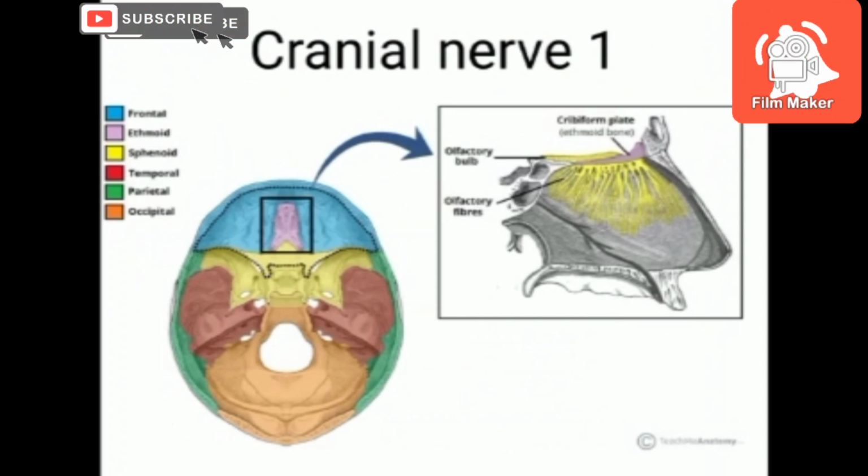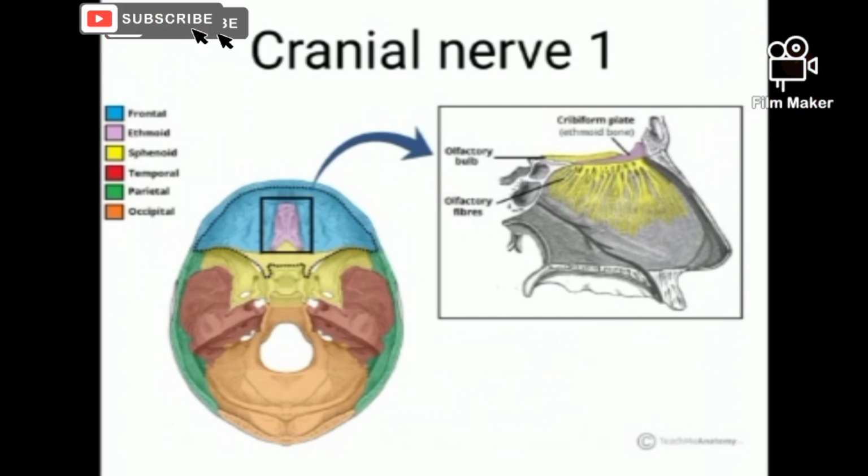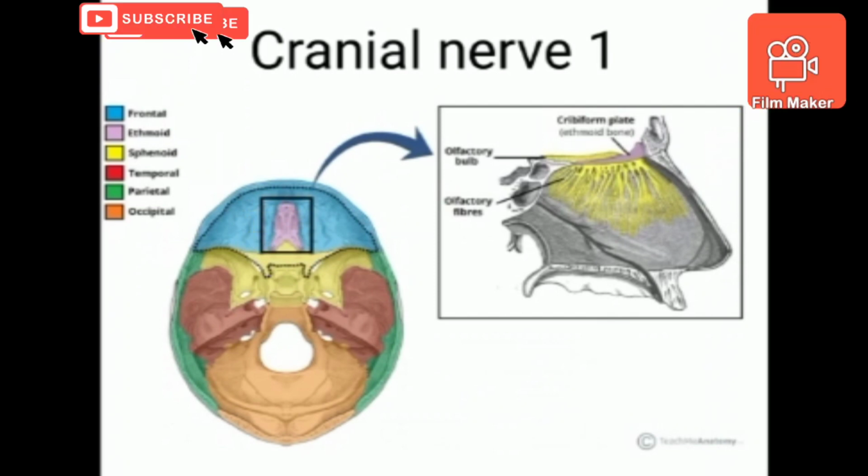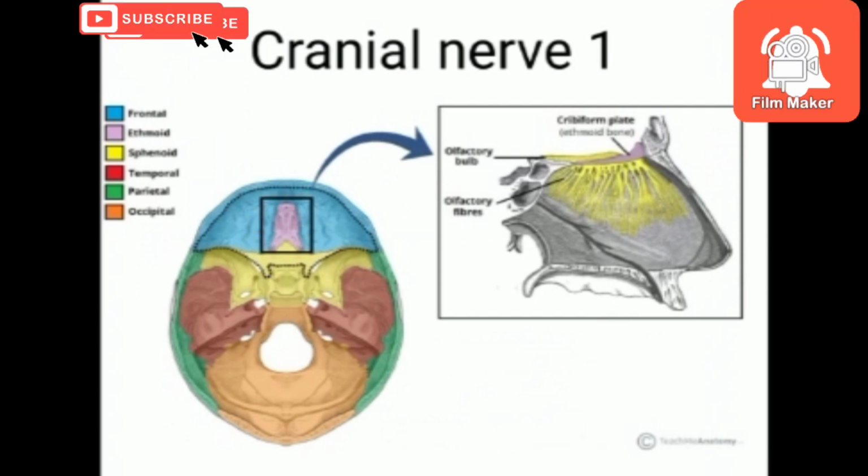So the first cranial nerve, which is the olfactory nerve, passes through the cribriform plate. The cribriform plate is a sieve-like structure between the anterior cranial fossa and the nasal cavity. This cribriform plate is a part of the ethmoid bone and it supports the olfactory bulb.